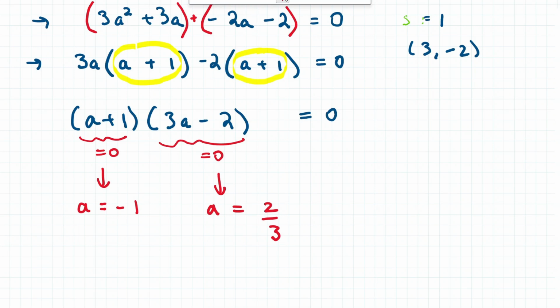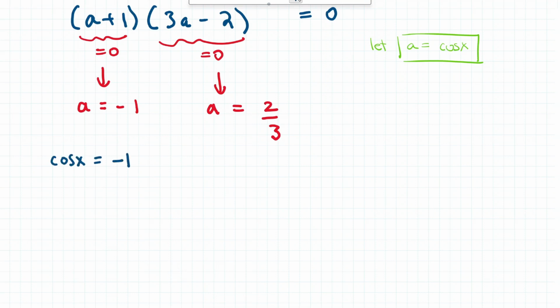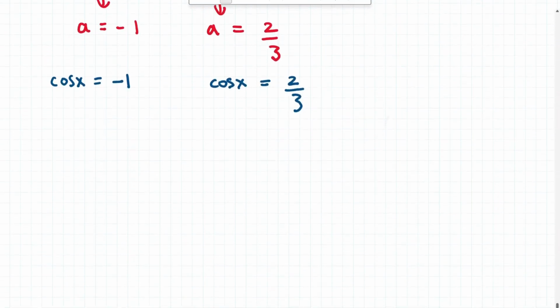Not quite, because what was our initial question? Our initial question was in terms of cos x, not in terms of a. So we now have to go and substitute back in. So we said earlier that let a equal cos x. So we need to put this substitution back in. That means we're now going to have cos x equals negative 1, and we're also going to have that cos x equals 2 over 3. Let's go ahead and solve these two separately.